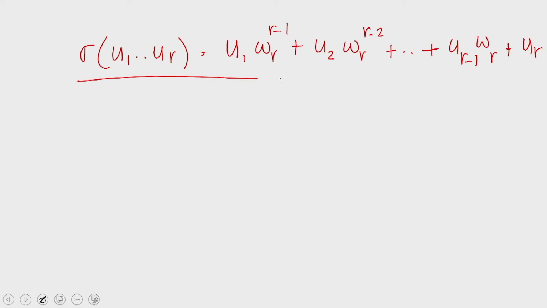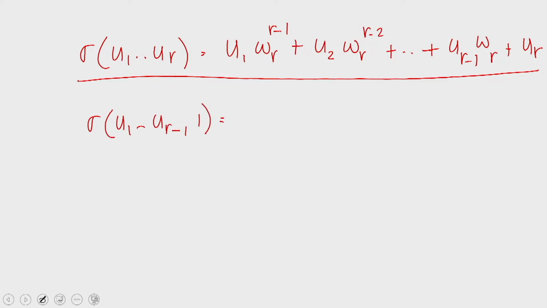This is how we define sigma of u. Sigma of u is defined using the rth root of unity. Now with this definition we find that sigma of u1 through ur minus 1 1, that would be 1 at the last position. That is because u r equal to 1 here. If the last bit happens to be 1, then this is what sigma of u is going to be.